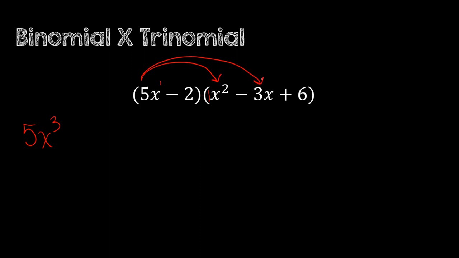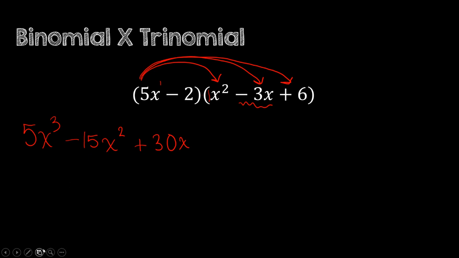5x times negative 3x is going to give us negative 15x squared. 5x times 6 gives us a positive 30x. It's important to keep my terms straight.